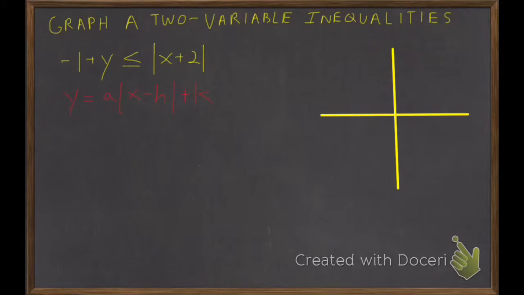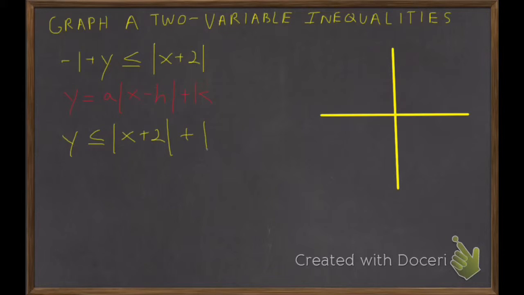So in order to get into the correct form, we need to bring that negative 1 over to the other side. So how do we do that? Well, we add 1 to the left side. And whatever we do to the left, we have to do to the right. So we get y is less than or equal to absolute value x plus 2 plus 1.